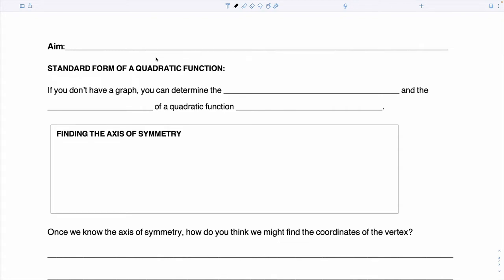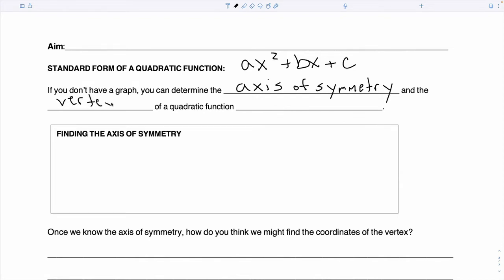Start out again with the standard form of a quadratic function, which is ax squared plus bx plus c. If you don't have a graph, you can determine the axis of symmetry and the vertex of a quadratic function using algebra.